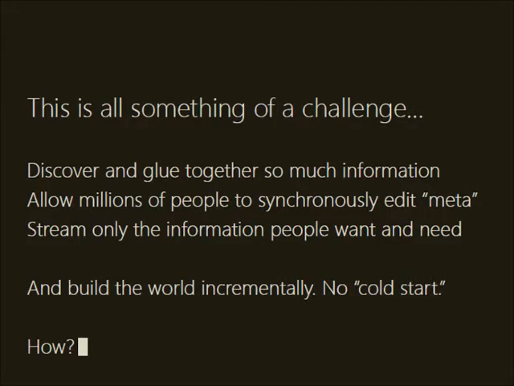So this is all something of a challenge so far. We have to discover and glue together a lot of information. We have to allow people to synchronously edit the metadata at the very least, if not the actual underlying data, if we can. We have to stream only the information people want and need, and we have to build it incrementally. The cold start problem is an old problem that a lot of you are probably familiar with. No one is going to use your system until everyone else is using your system. We have to start with the data we have. We have to get it up and running. And we have to make it usable from day one and interesting from day one so that it will scale, that more people will show up and do more things. So the question is how.